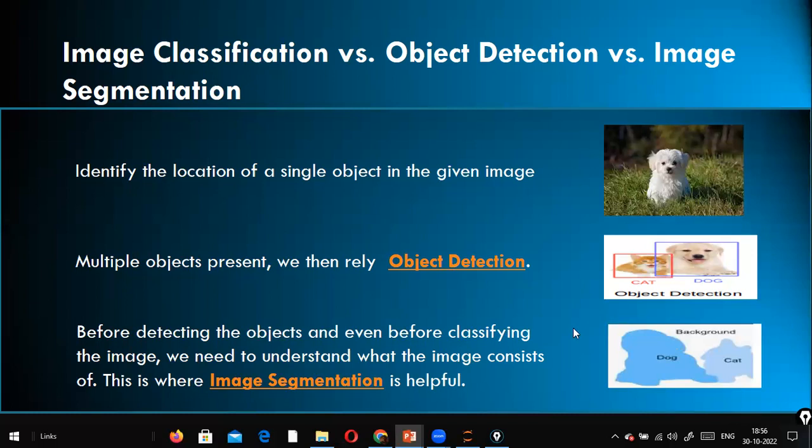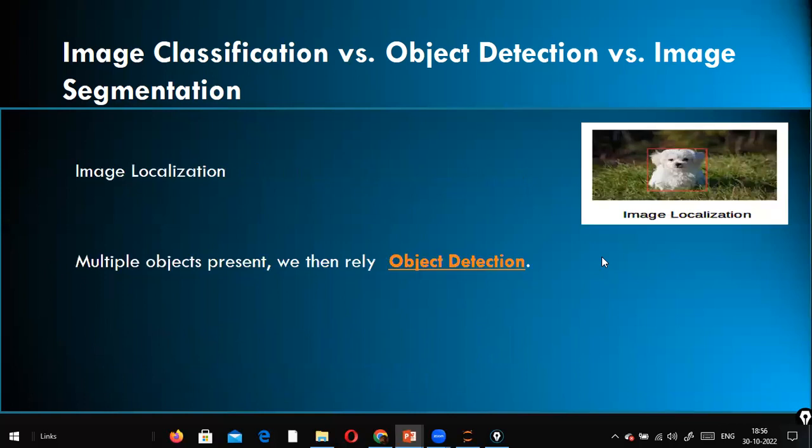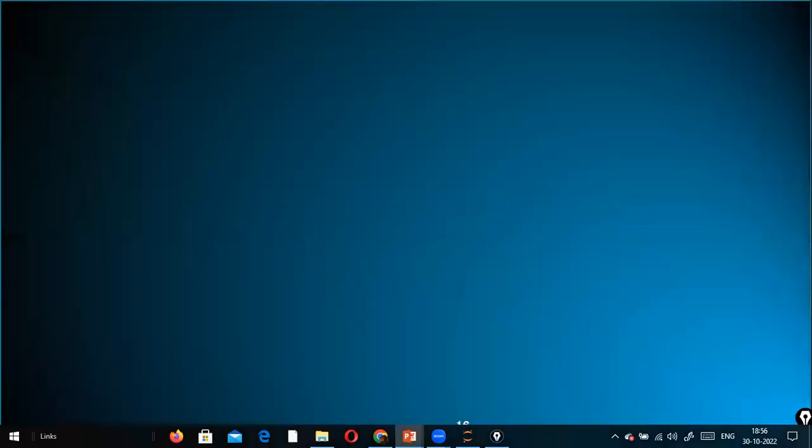So now you understand the difference between these three: image classification, object detection and image segmentation. Image classification helps us classify what is in the image, whether a dog or cat or human. Image localization helps us identify the location of a single object in the image, whereas object detection specifies the location of multiple objects in the image.